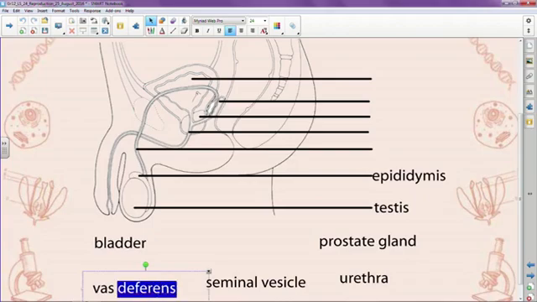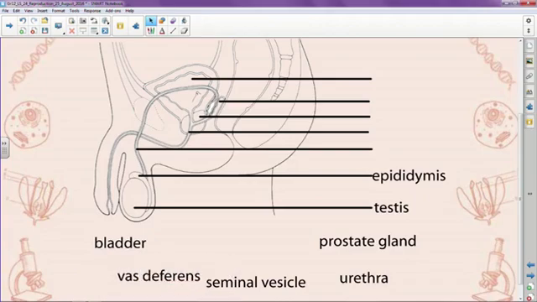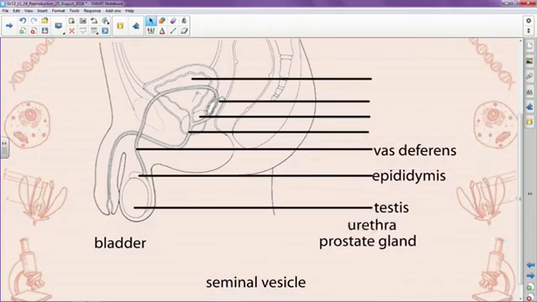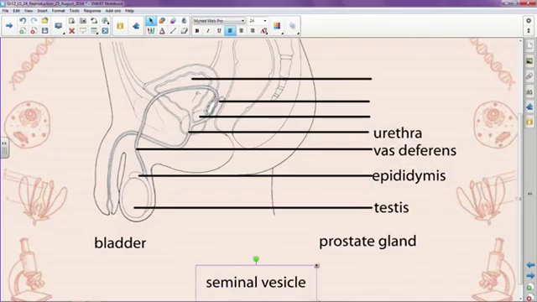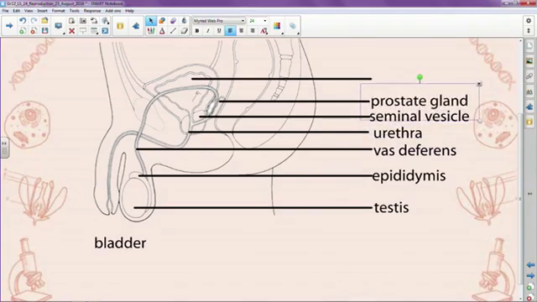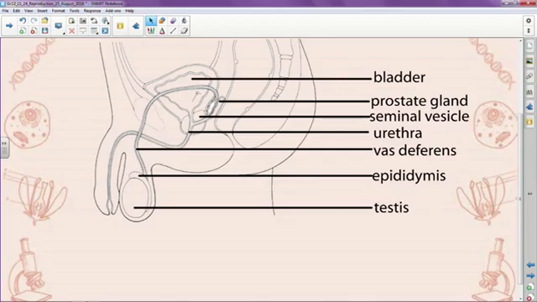Vas deferens. Okay. Then it'll be your urethra. Okay, urethra's over there. Then after your urethra, you get your seminiferous vesicle. There it is. Then you will get your prostate gland. And then lastly, you get your bladder. So the order that you see now in front of you should be first labeled bladder, then prostate gland, then seminiferous vesicle, the urethra, vas deferens, epididymis, and your testes.